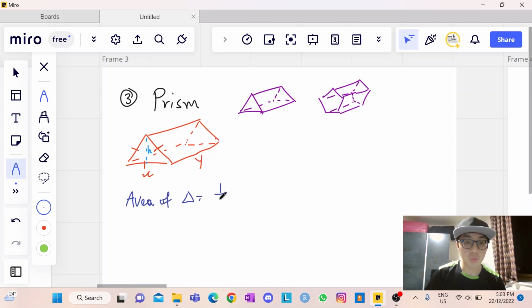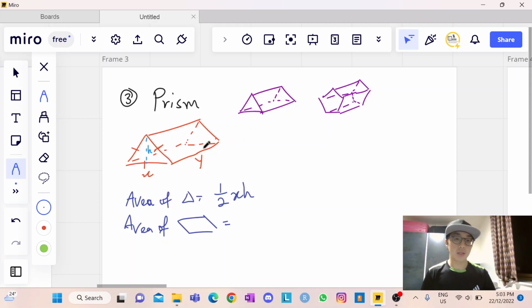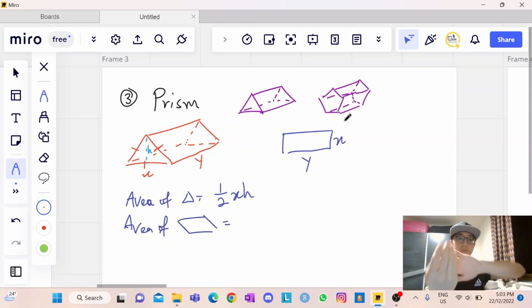The area of a triangle will be equal to 1 over 2 times x multiplied by h. It's just half base times height. Then the area of the slanted part, since this is x and this is y, will just be a slanted rectangle. If you make it straight, it's basically something like this, but you make it slanted to make it like a prism. So this will be equal to just x multiplied by y.